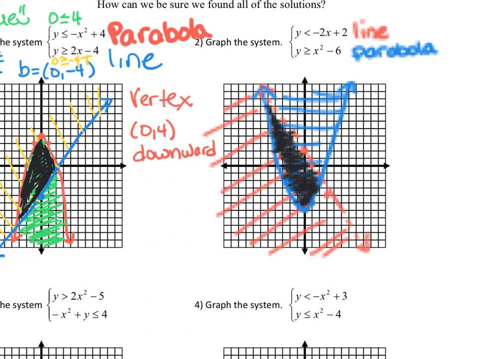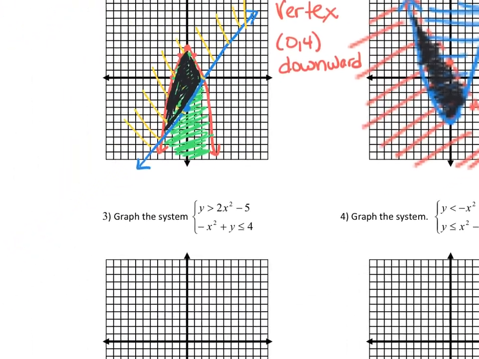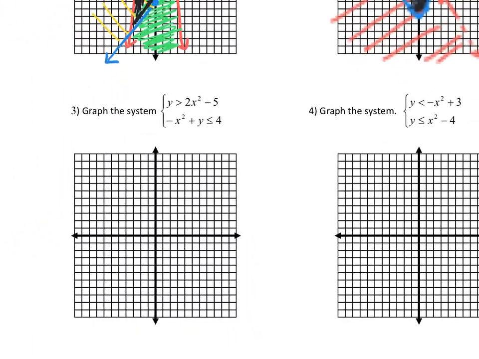Okay, for number 2, after you had time to complete it, some things I want you to check. Did you dash the line? And then did you put a solid curve in? The solution region is highlighted in black, as you can see. So check your work on that. And then what we're going to do is move on to number 3. We'll do number 3 together.